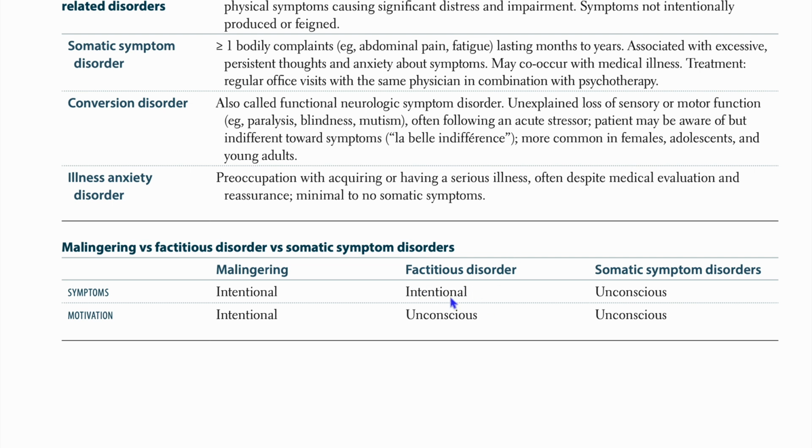And in factitious, symptoms are intentional, but motivation is just sympathy or something like that. It's unconscious. They don't want to admit to it, so it's unconscious. Somatic symptom disorders, it's unconscious symptoms, and motivation is also unconscious. Conversion, it's something mental converting into something physical. Okay, and somatic, it's something physical that can't be understood mentally. Okay, and illness anxiety, there's nothing physical that they can understand mentally. Okay.